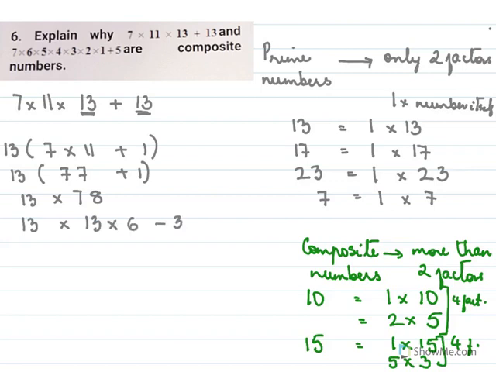So how many factors do we have here? We have 3 factors. We can have even more than this, 3 factors. Therefore, 7 into 11 into 13 plus 13 is composite.